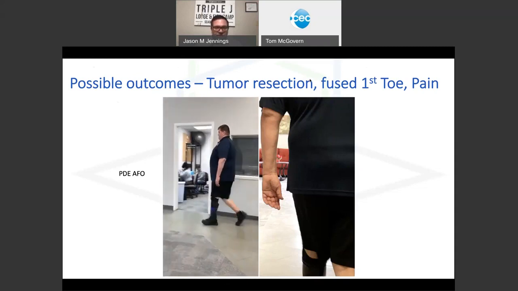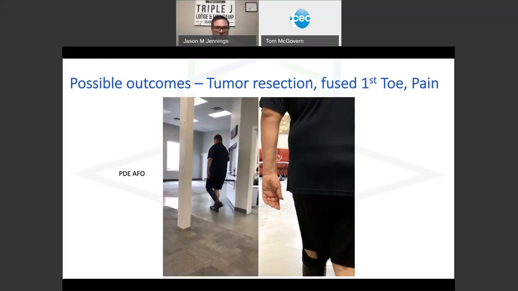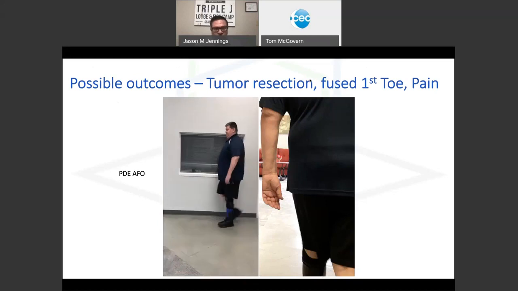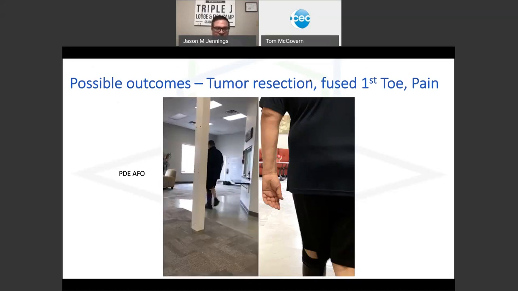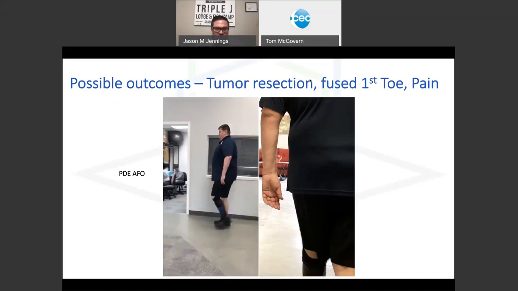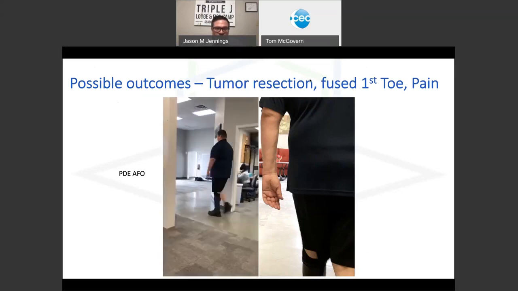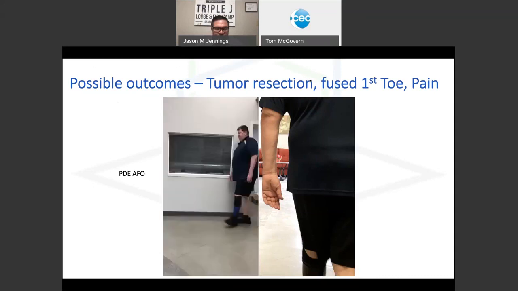And we were able to make him a laminated ground reaction AFO with the posterior dynamic element strut. We aligned it in space, reestablished normal alignment through a little bit of wedging.